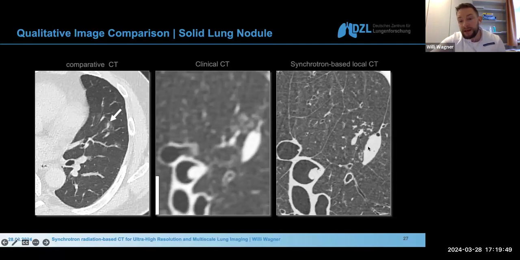But looking at the same nodule in synchrotron CT, we can actually see we have accompanying micronodules. So another feature would be spiculations. This could be seen as a spiculation here. Synchrotron-based CT tells us, no, it's not. It's just part of an interlobular septum.